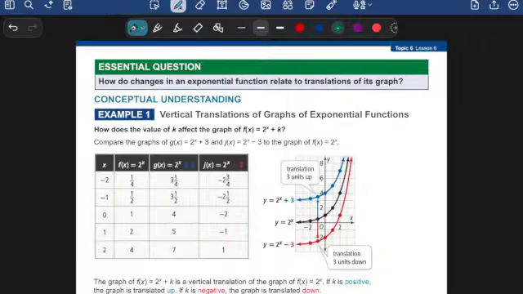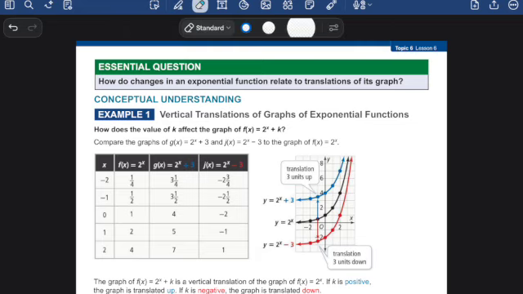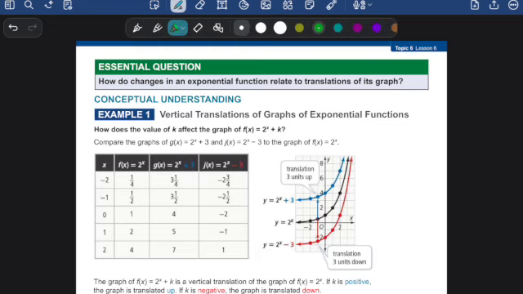How do changes in an exponential function relate to translations of its graph? So again, just like we did with linear functions, just like we did with absolute value functions, the transformation rules are going to be the same, whether we're changing the input or whether we're changing the output. So, vertical translations, if it's vertical, I know I'm changing the output because I'm changing along the y-axis. If we remember initially, with linear functions, we're changing outside the parentheses.